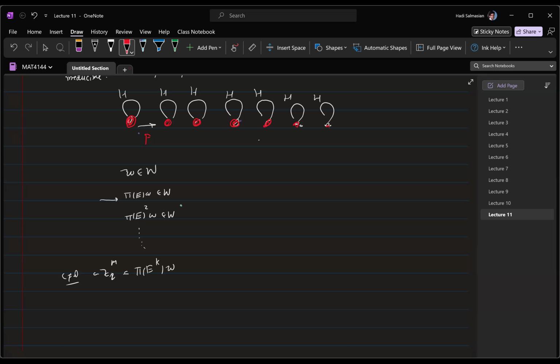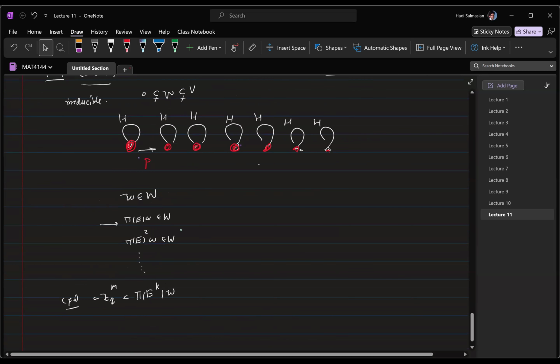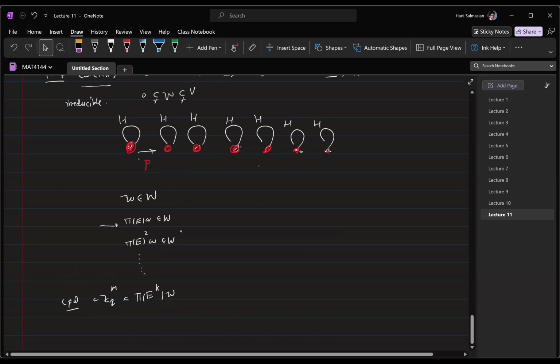Now, you also need to show that there are no other irreducible modules. That is a little bit harder to show, so we'll skip that argument. Really, the modules that I showed you are the only irreducible finite dimensional modules of SU2, or equivalently of the algebra, okay?